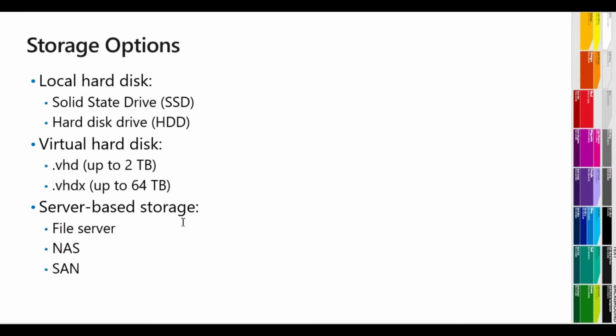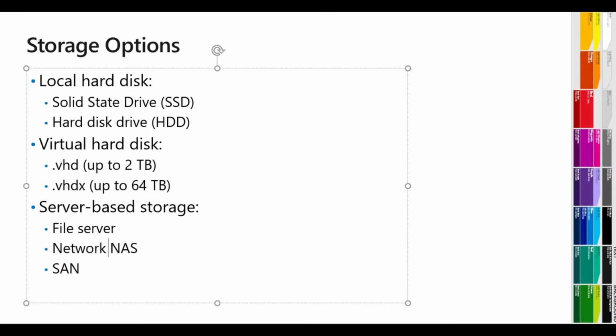And server-based storage, we use file servers. NAS is network attached storage. Network attached storage, this is called NAS. And SAN is storage area network.